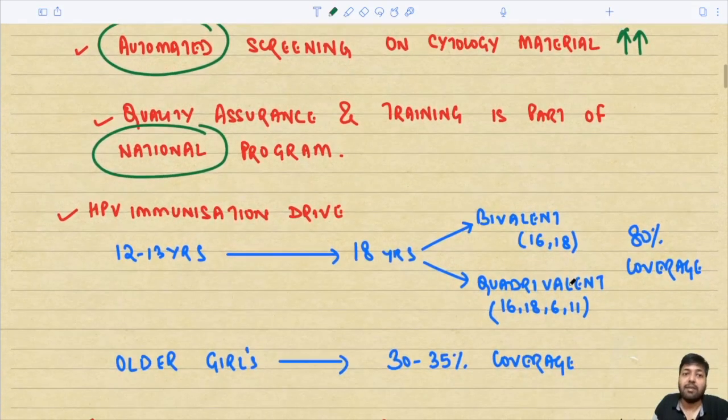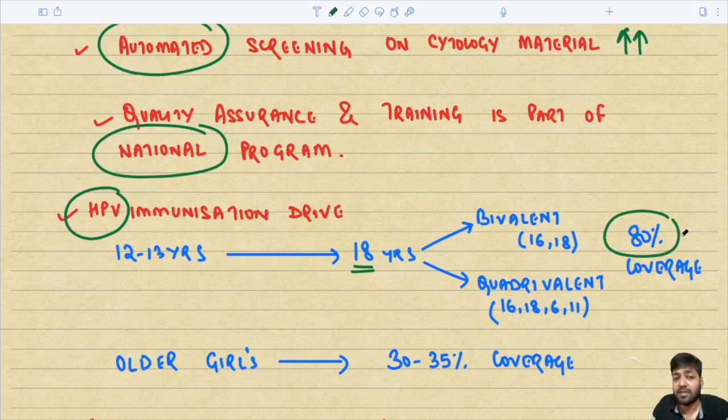Not only this, as a part of the national program, there is also a widespread HPV immunization drive. Children between 12 to 13 years and 18 years of age are administered bivalent or quadrivalent vaccines against HPV, and because the vaccination is carried out in the school itself, there is a very high coverage of approximately 80% in this age group. Regarding the vaccines, the bivalent vaccine is against HPV 16 and 18, and the quadrivalent vaccine is against 16 and 18 as well as 6 and 11.